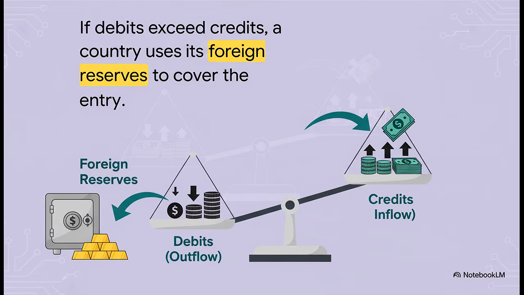But wait, you're probably thinking, what happens if a country actually spends more foreign currency than it takes in? How can the books possibly balance then? Well, the answer is in the country's national savings account of foreign money, its official reserves. If there's a shortfall, the country can dip into those reserves to make up the difference. And if it takes in more than it spends, its reserves grow. That change in reserves is the final entry that makes everything perfectly balanced to zero.